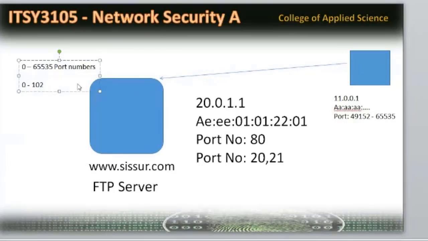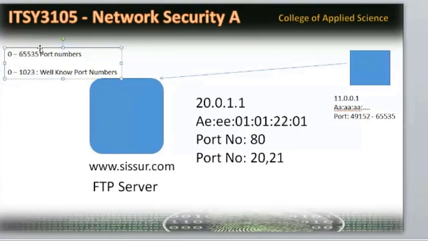In this, 0 to 1023 is called well-known port numbers. Well-known port numbers means these are fixed. This one is for this, that one for that. Up to 1023, it is already fixed. 80 means web server, 21 means FTP, 23 means Telnet. So like that, it is already fixed.